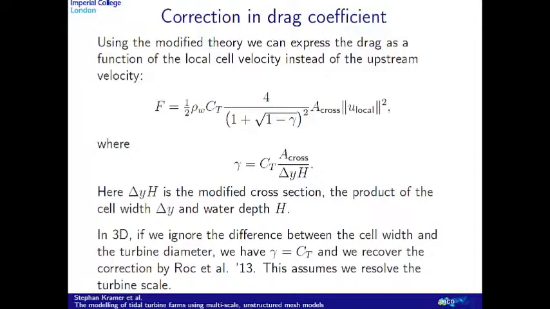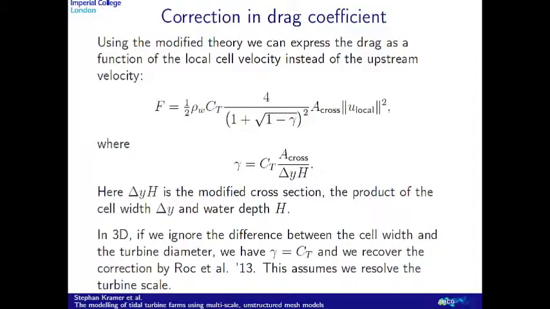that means you can actually rewrite your quadratic force law in terms of a local velocity, and that's what I've done here. If you go through all the algebra, it's quite a lot of tedious algebra that I've spared you from, but this is the result that you get, and basically what you get is this extra term over here. So that's the correction that we apply. And in there there's a gamma, which depends on the thrust coefficient again, and this ratio between the actual cross-section of the turbine and the cell width and the depth.